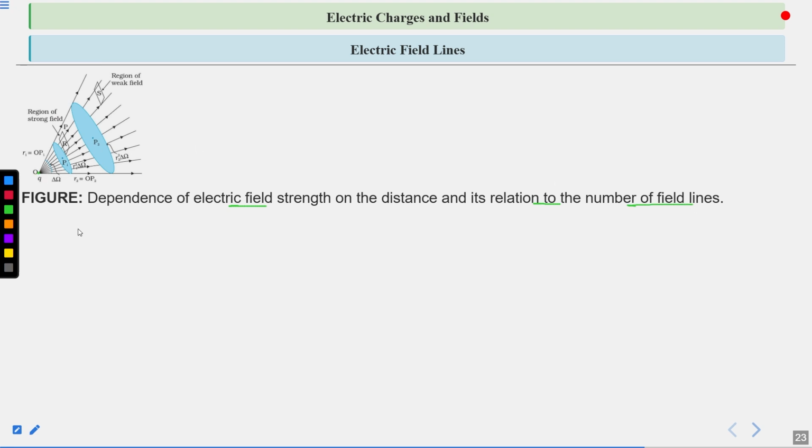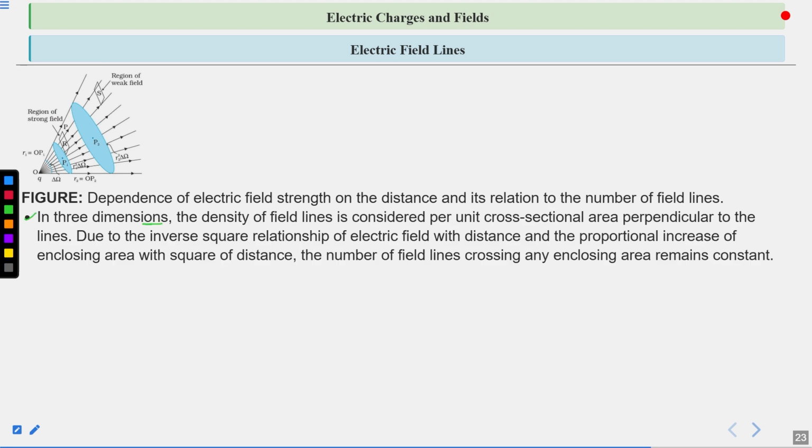And this is the origin. In 3 dimensions, the density of field lines is considered per unit cross sectional area perpendicular to those lines. So look at here, we talk about 3 dimensions. There is a region P1, first is P1, and second is P2. And suppose another region P3. In that case, region P1 is a strong field region as compared to P2 and P3, and P2 is a strong field region as compared to P3. So if we talk about P1 and P2, P1 is a strong field because it is near the charge.